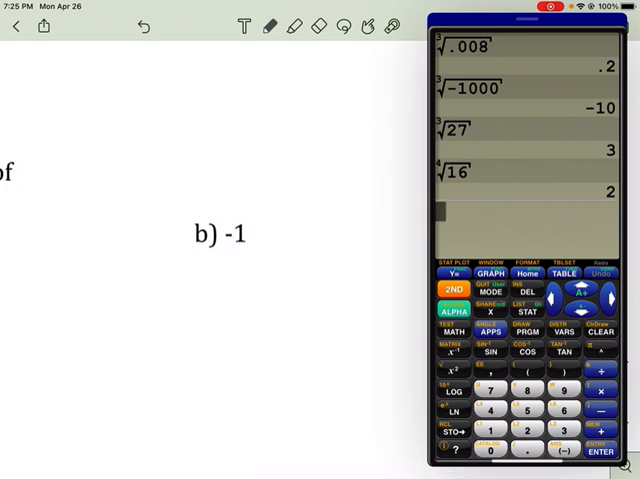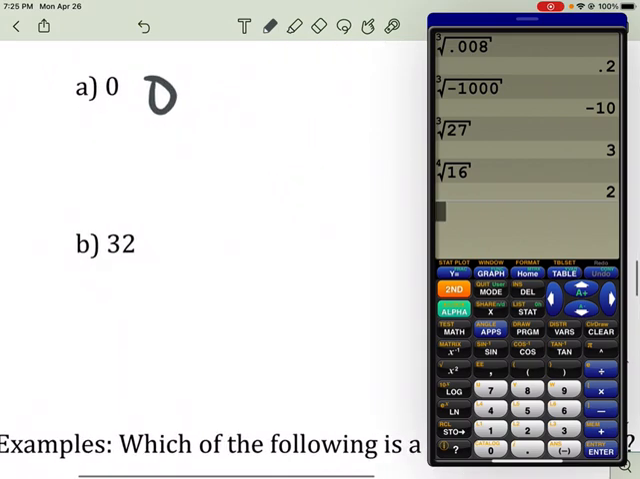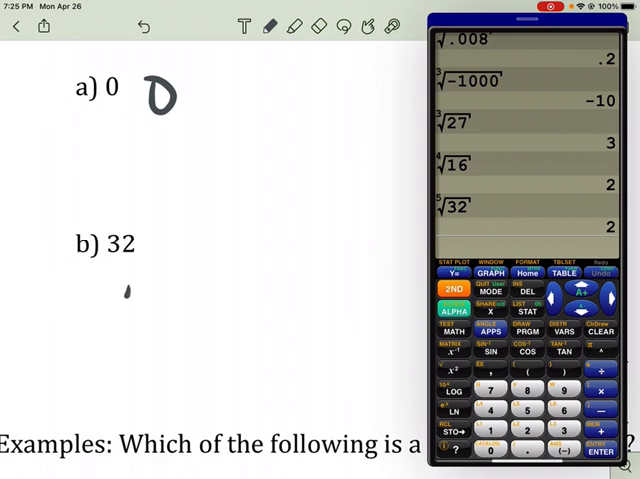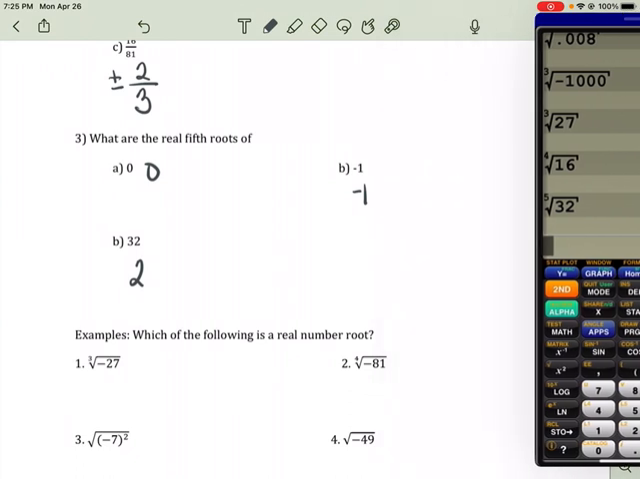Fifth root of negative 1. Well, that's negative 1. Again, we can do odd roots of negatives. Fifth root of 32, I don't know. 5, math, x root, 32, enter. That's 2. And again, one answer. Okay, all right, so let's put this on the side for a moment.